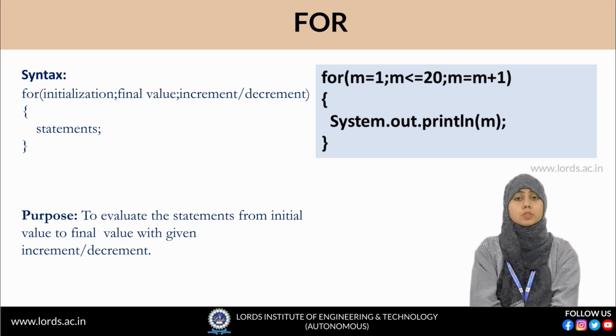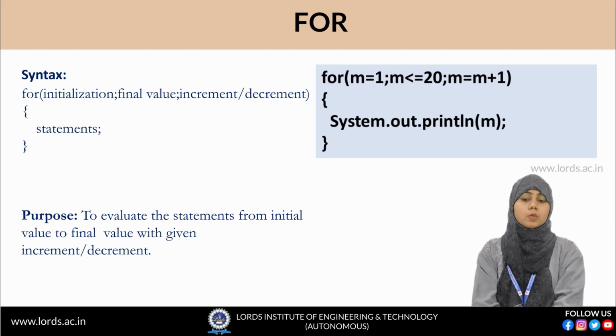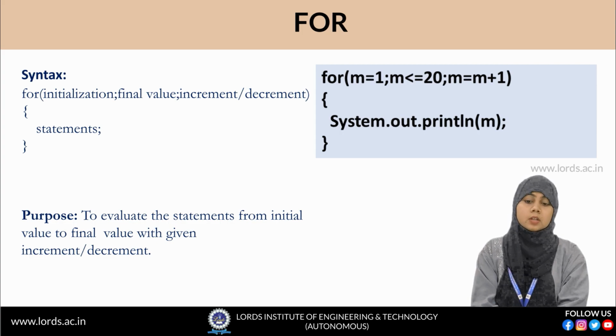So when do we need to use the for loop? When we know how many times we are going to execute a particular block of code, then we can use the for loop. Now we will see the same example which we have seen earlier. I have used the same m variable, initialized with the value 1, and the condition which I have given is m less than equals 20, meaning the m value should not be more than 20, and then I am incrementing the value of m by 1.